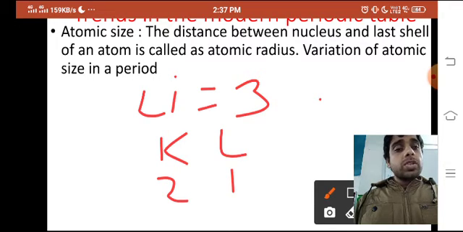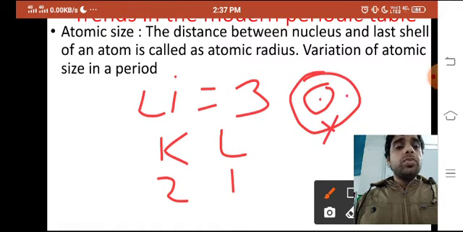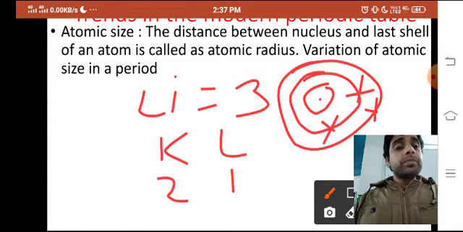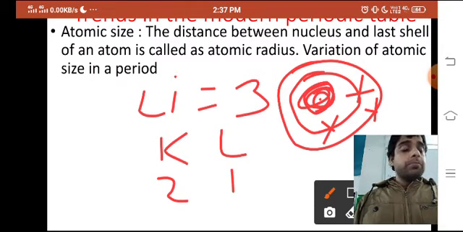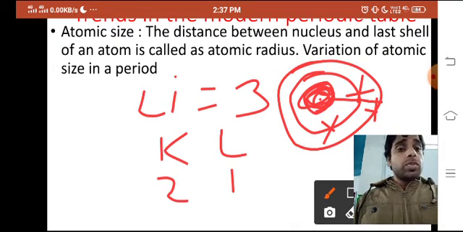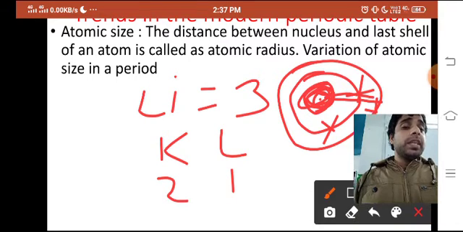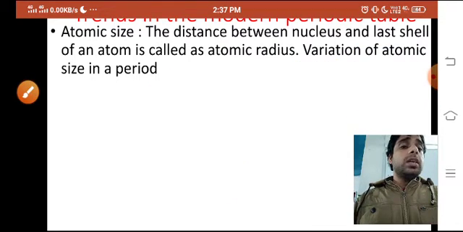If I draw the structure of this lithium, first the nucleus is there, then the first shell, slightly small one, 2, and then 1. I have drawn the nucleus in a big size, but you have to take a small one. So lithium is 2 and 1. Here you can see the distance from the nucleus to the last shell, and the last shell is the L shell. That atomic radius gives us the atomic size.